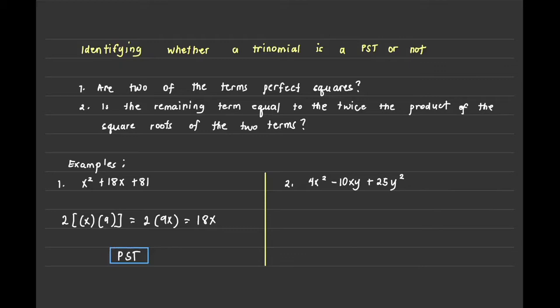For number 2, here, the first and last terms are also perfect squares. Getting twice the product of their square roots, we have. Note that we use negative 5y as the square root of 25y squared instead of positive 5y, since the remaining term has a negative sign. We'll use 5y if otherwise. Now, since negative 20xy is not equal to the remaining term, which is negative 10xy, we can say that the trinomial is not a perfect square trinomial.